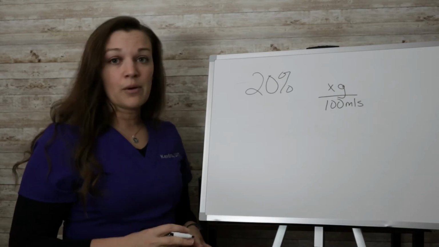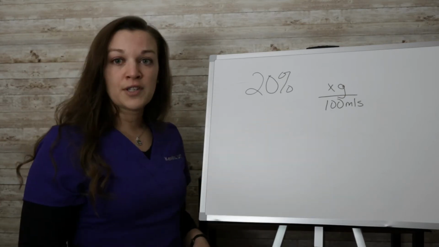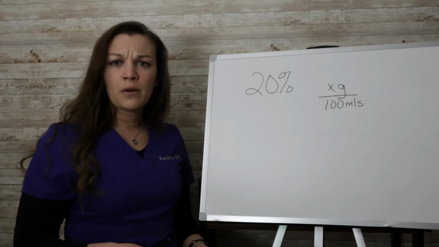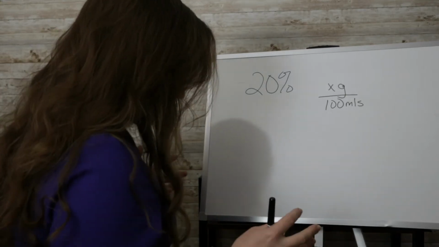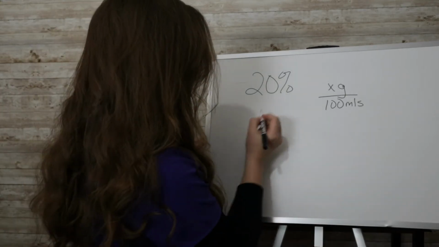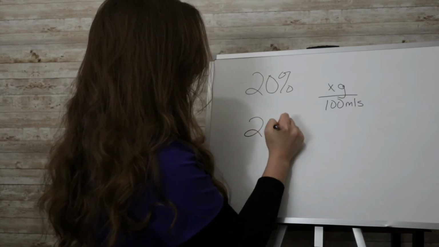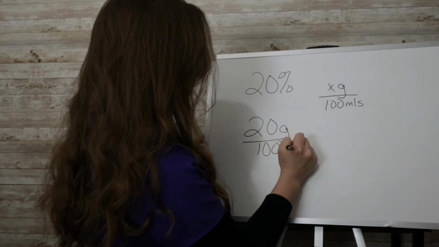So let's throw up a quick equation here. I put out the example of 20%. Let's go through the math really quick, and then we'll do a couple of examples. For our 20, what that means is 20% means we have 20 grams per 100 mils of solution.